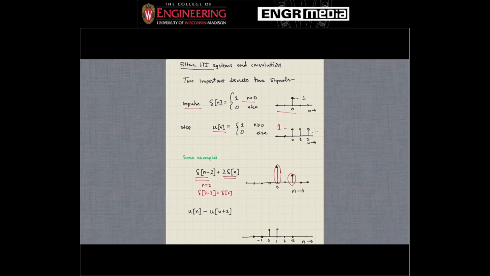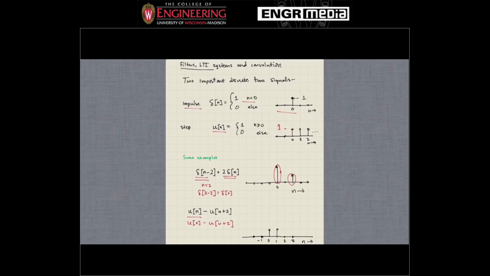That comes up in this example that I have here. You think of this first term, u of n, that just kind of turns on and stays on when n equals 0. Okay? So when n equals 0, I could write this out, get u of 0 minus u of 0 plus 2. So what would happen here?